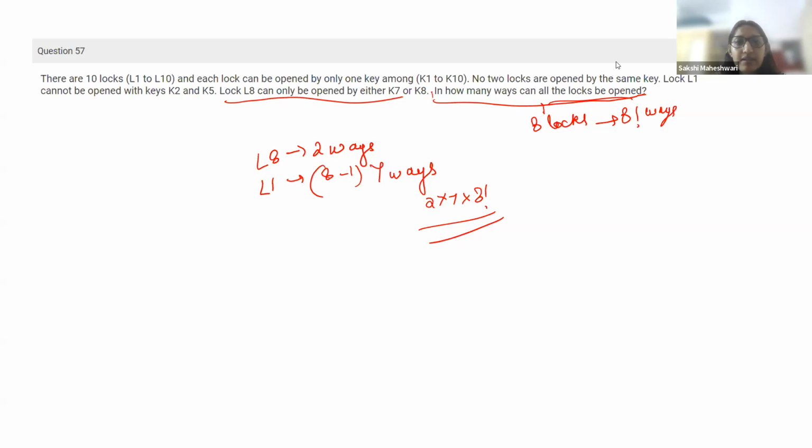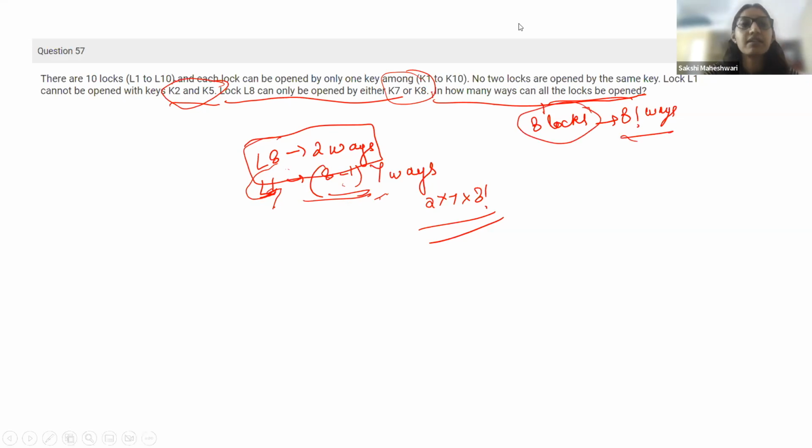Why 8 minus 1? I see. We have already opened this L8. So whatever key will be used for this L8, that key cannot be used for L1. So that's why we have taken 8 minus 1, 7 ways, and these two. These keys are different. This is K7 or K8, and this is K2 and K5. And the two keys used for both of them cannot be used for the rest of the locks. So that's why we have taken 8 factorial. Okay. Are you getting it? Yeah. Can we move ahead then?